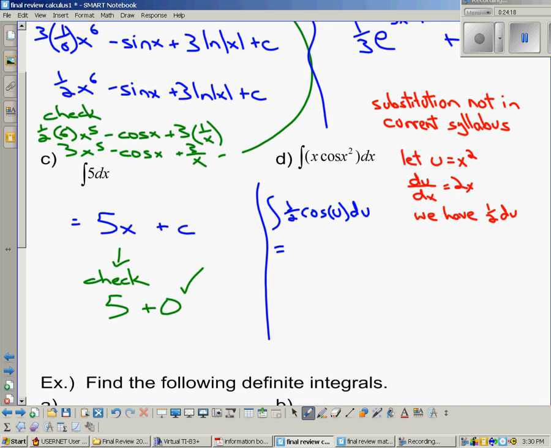This is easy for us to integrate. So the integral of cosine is sine. I'd have this half out front. Sine u plus c. So I integrate with respect to u here instead of with respect to x. And now I can just sub back in, since I know that u is just x squared. Half sine of x squared plus c. Okay. Now, you can double check that using differentiation. But again, it's probably not going to show up in your exam because it's not in the current syllabus.